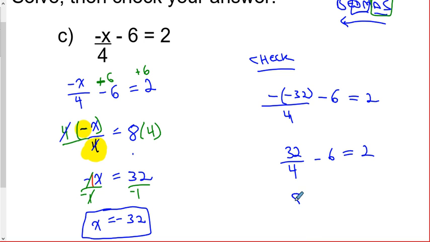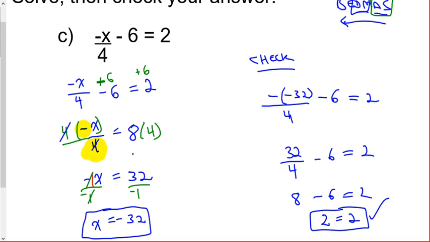32 divided by 4 is 8. 8 minus 6 is 2. So 2 equals 2. It sure does. So that means I did it correctly. It checks out. I got it.